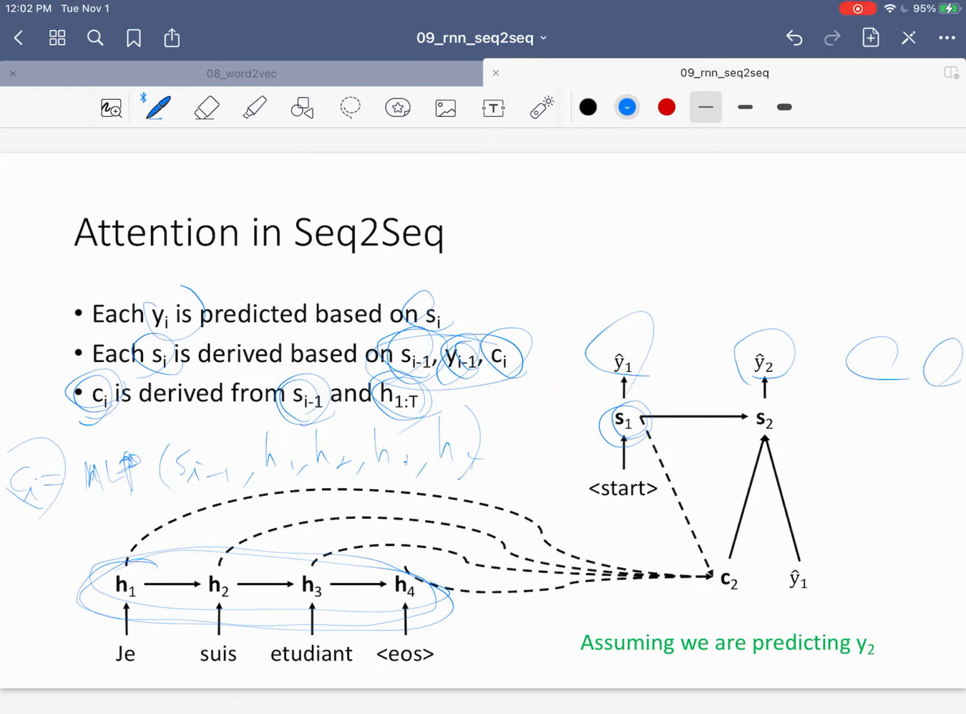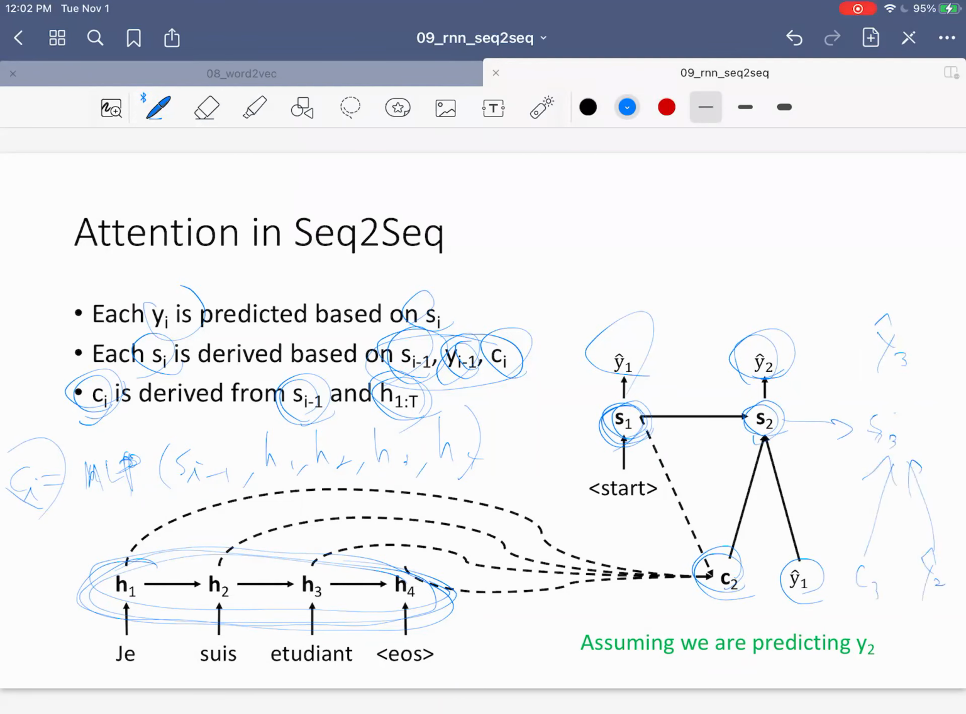So dynamically, when you're predicting Y2, you need S2, but S2 is determined by S1, C2, and Y1. And C2 is determined by what? C2 is determined by S1 and H1, 2, 3, 4. You do this, and then you repeat this for Y3 as well. You go to Y3 hat, S3, and you have here C3 and Y2 hat.